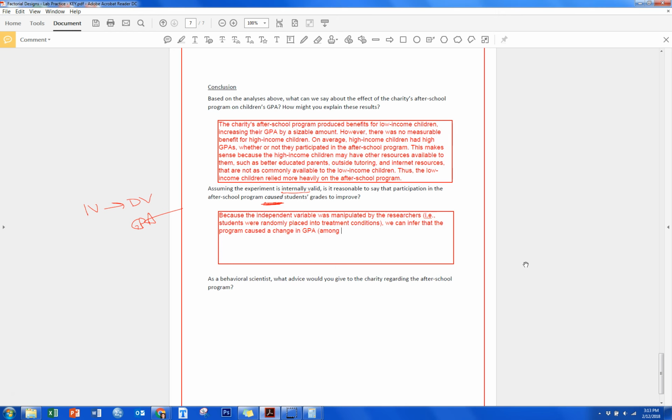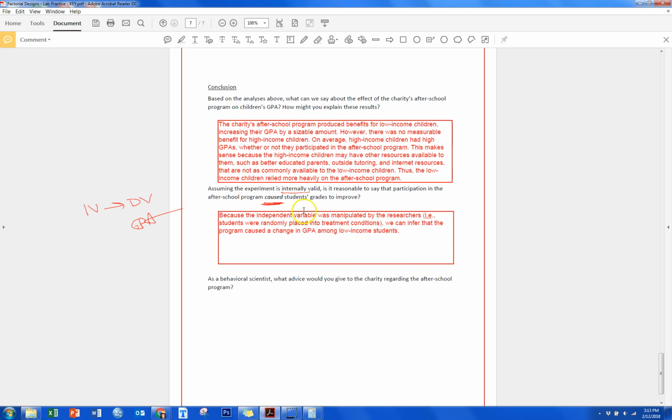And I'm going to put in parentheses, because you know there's an interaction here among low-income students. We don't want to forget about that, because we did find that there's an interaction effect. There was no benefit for high-income kids. So we're going to just reiterate that here: caused the change in GPA among low-income students.